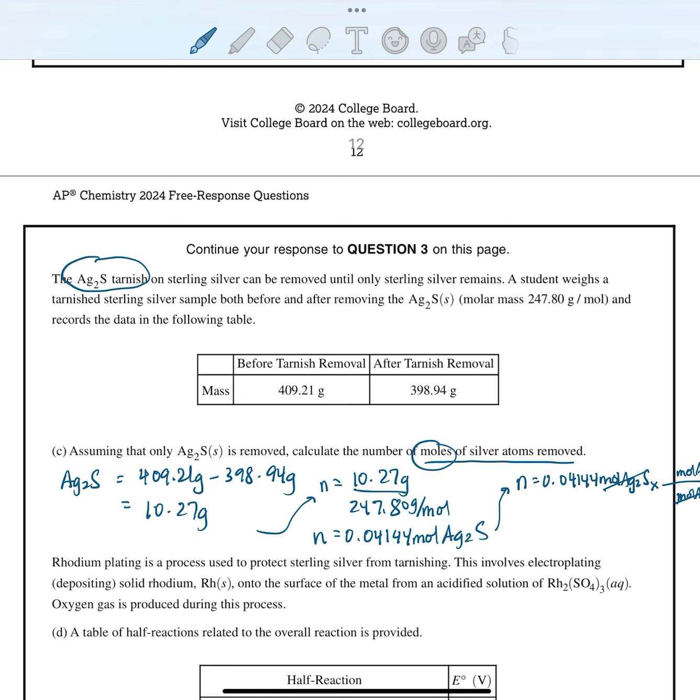Now what numbers do I actually put in my ratio? Well, look at my chemical formula. I know that for every 1 mole of Ag2S, there are 2 moles of silver. Okay, so it's a 2-to-1 ratio. So therefore, the moles of silver that I removed was rounded to 4 sig digs in this question, right? Or 5. Okay, the answer key is showing 4, so we'll do that. So the moles is 0.08289 moles of silver. That's what was removed off of the tarnish. Okay, and that's how we do a question like that with a mole ratio.